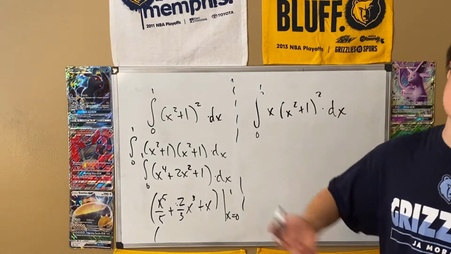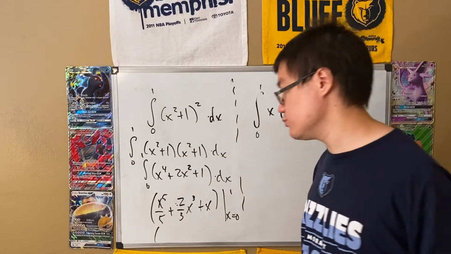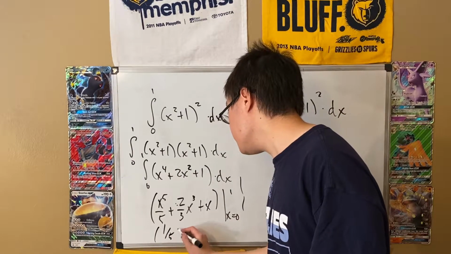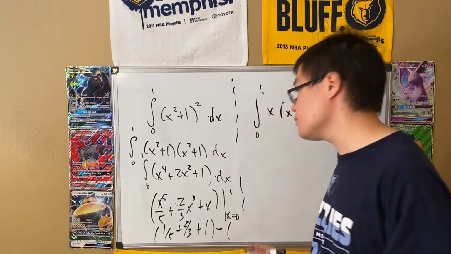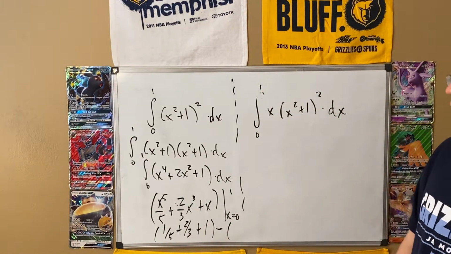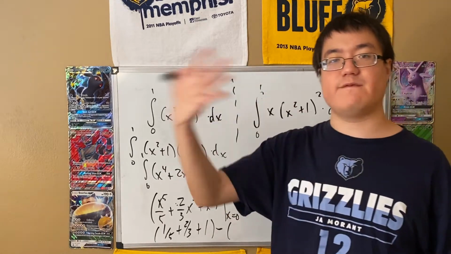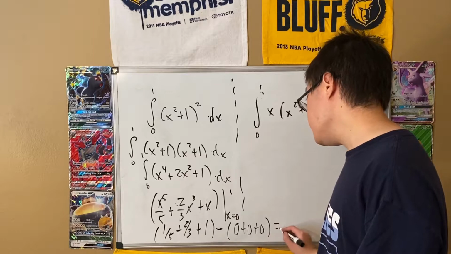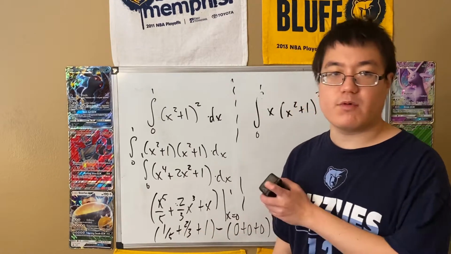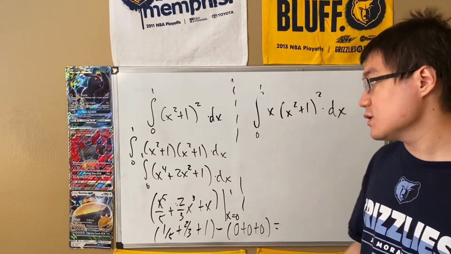When you plug in 1, it's actually not that bad because 1 to any number is 1. So it's 1/5 plus 2/3 plus 1. The consolation prize is that plugging in 0 is even better because everything becomes 0, because 0 to a finite number is 0. So 0 plus 0 plus 0. So it looks like this answer will be whatever 1/5 plus 2/3 plus 1 is.